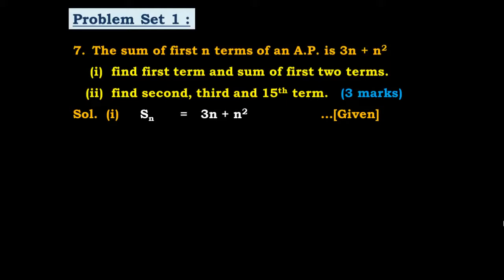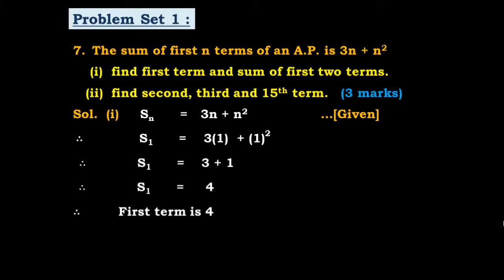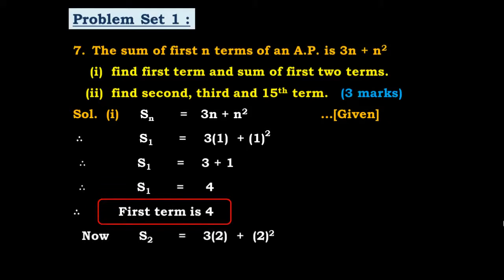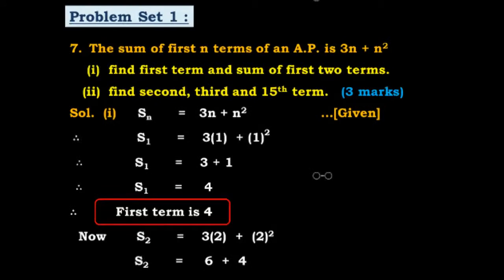So for the first term, that means n is equal to 1. So S1 is equal to 3 into 1 plus 1 square. 3 into 1 is 3. 1 square is 1. That means S1 is equal to 4. So the first term will become 4. It is very simple. Now S2, the sum of two terms. That means n is equal to 2. So 3 into 2 plus 2 square. So 3 into 2 will become 6. 6 plus 2 square is 4. So S2 is equal to 10.